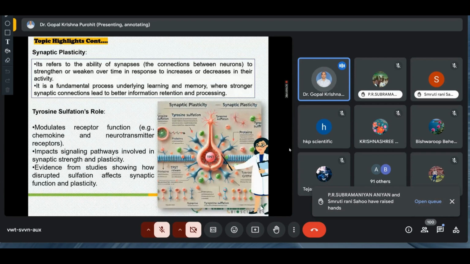Second is tyrosine sulfation's role. It modulates receptor functions, such as chemokine and neurotransmitter receptors. Second, it impacts signaling pathways involved in synaptic strength and plasticity. Third, there is evidence from studies showing how disrupted sulfation affects synaptic function and plasticity.